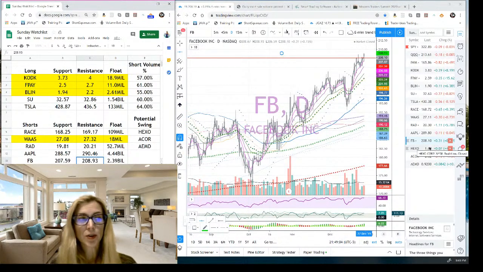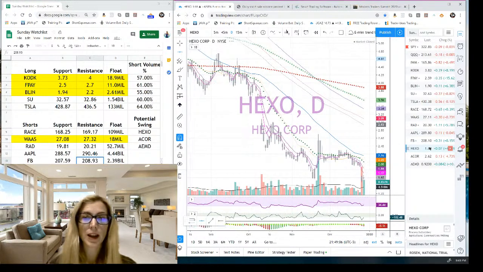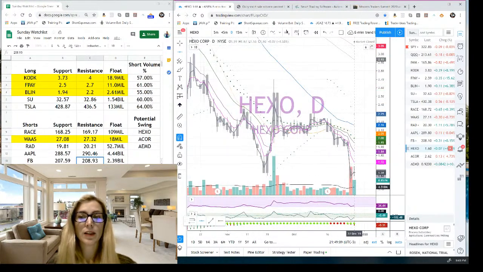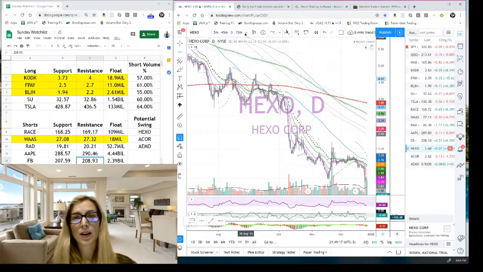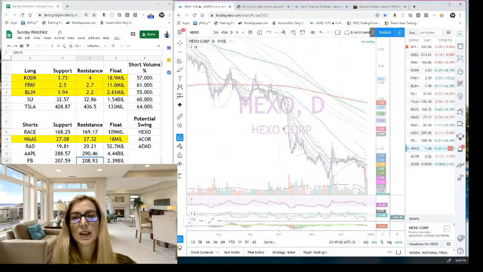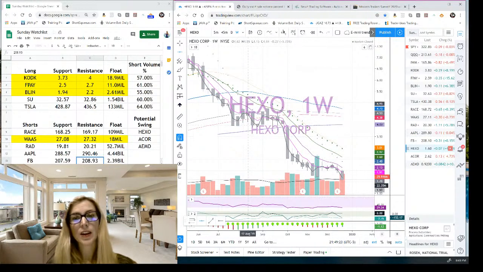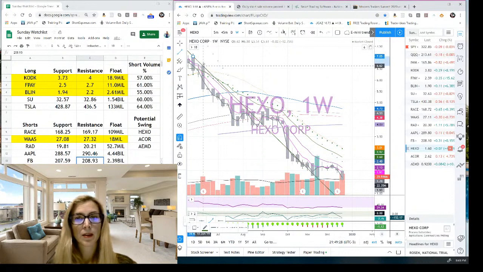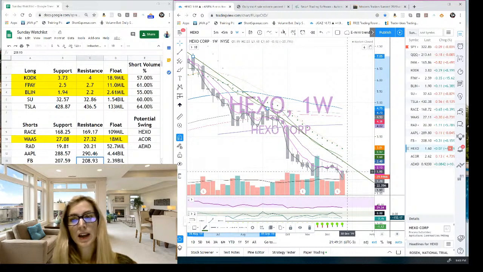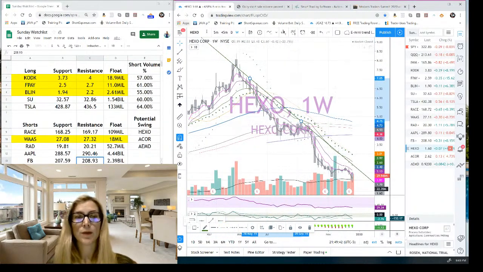Now, potential longer term swings. We have Hexo right here. Hexo, I like. We've got larger than normal volume. We've got this gap here, potential gap fill up. It is a lower price stock. However, if we pull it back onto a weekly chart as well, you can see that we are going to have this downward trend. If we're able to go ahead and break that trend with some volume, then we might really see, it's got to come up though and break this here about the 220 area, right? We're still far away from that. But if we're able to break that with higher than normal volume, we might see a nice move on Hexo.